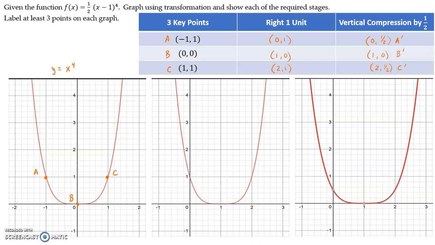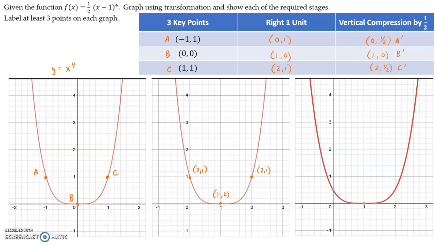Now let's go ahead and take a look at the graph in the middle, right? If we shift that graph 1 unit to the right, take a look at what happened to our points. If we looked at point A, which was at -1, 1, and we shifted it to the right 1 unit, it became the point 0, 1. Point B was at 0, 0. When we moved it to the right, it became the point 1, 0. And point C was at 1, 1. And when we moved it 1 to the right, it became the point 2, 1. Which is what we had in our chart.